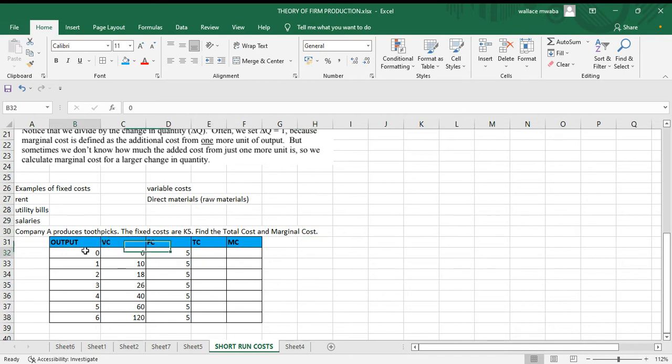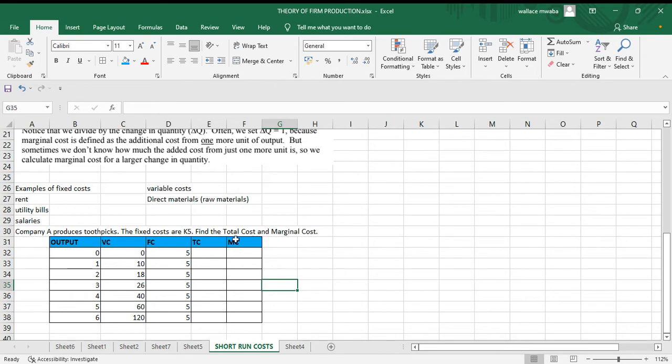So this is the output. We have our variable costs here. Remember, variable costs change as output changes. And then we have fixed costs here. Fixed costs do not change and are not dependent on output. They remain the same.